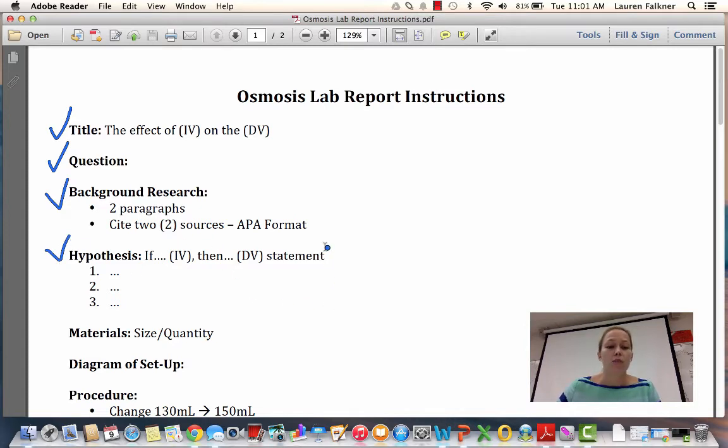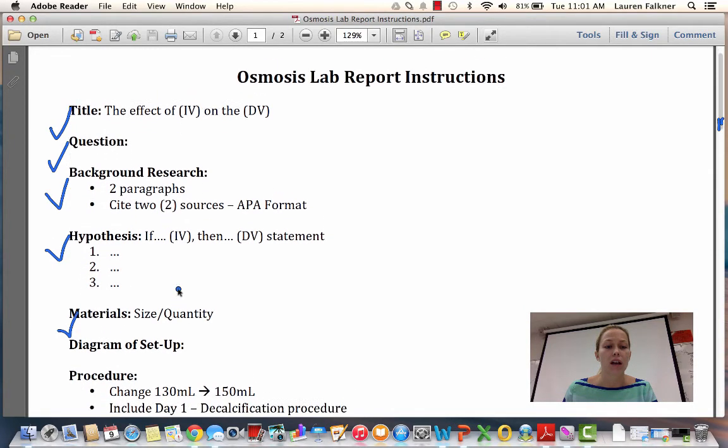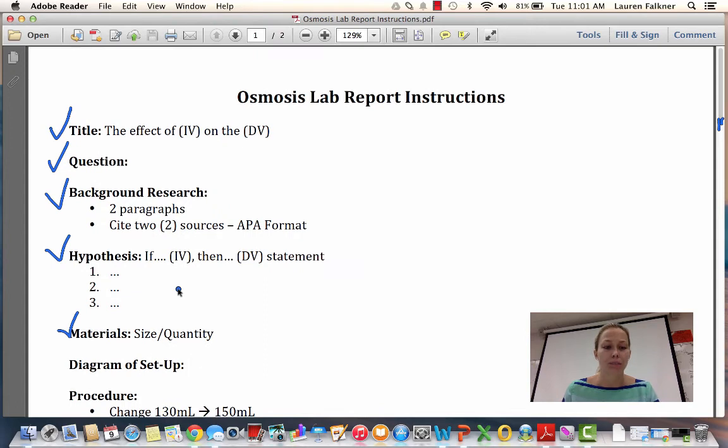In terms of materials, we walked through the materials list, so you should also have this completed. So your materials list should also already be done. Be sure to include both size and quantity for your materials list.